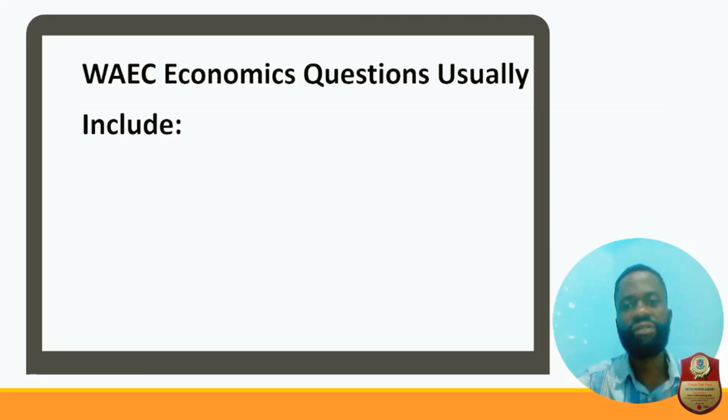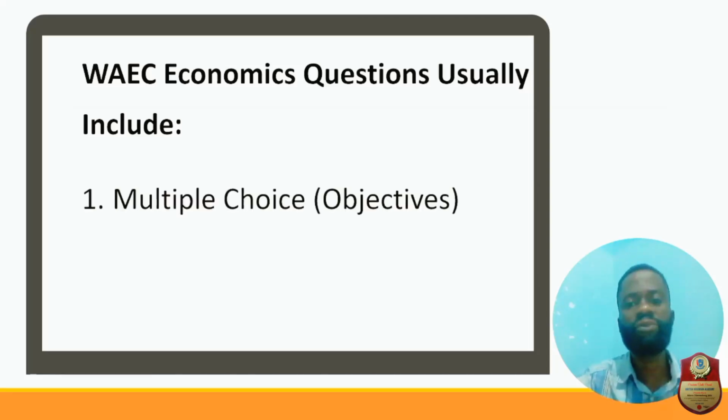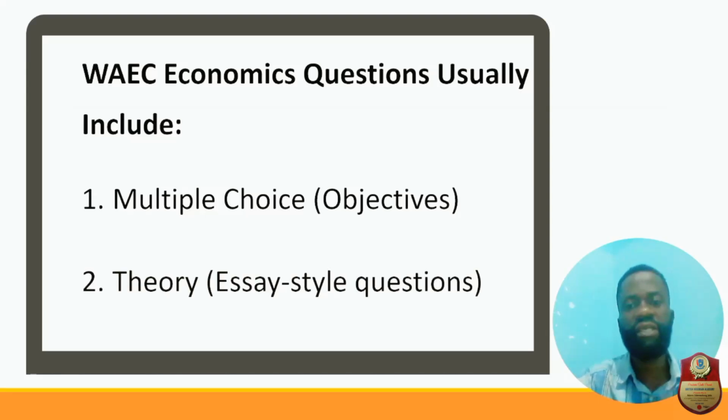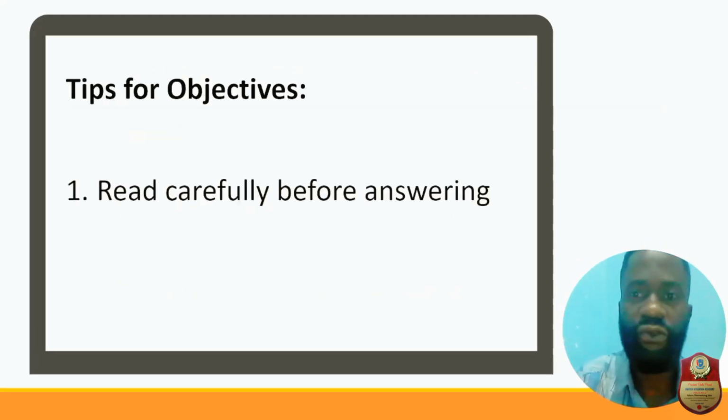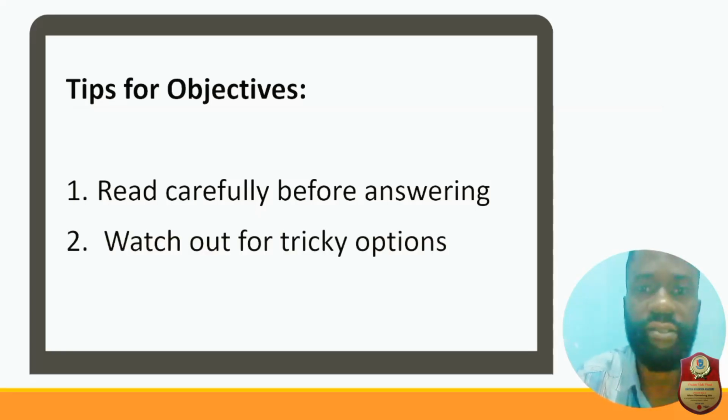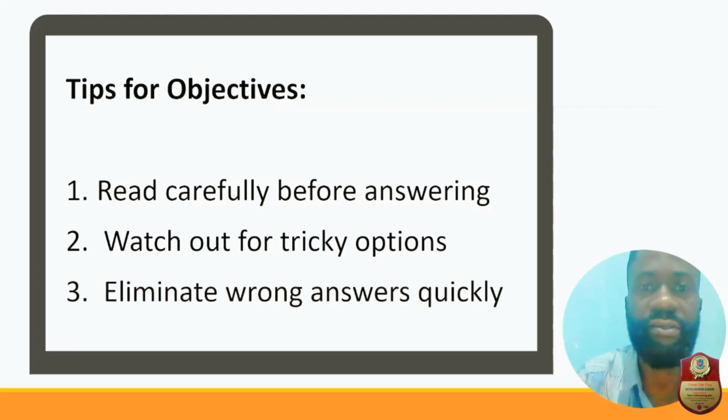WAEC economics questions are usually in two parts: the multiple choice section and the theory section. Each section requires a unique approach. For multiple choice questions, the trick is to read each question carefully. WAEC loves to test details, so eliminate obvious wrong answers to improve your chances.